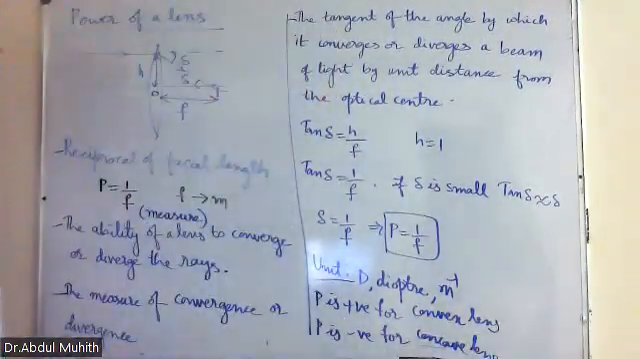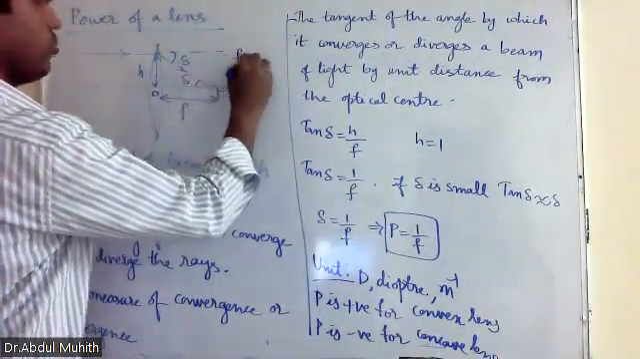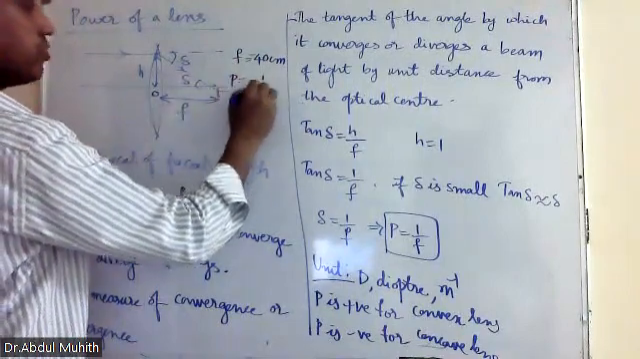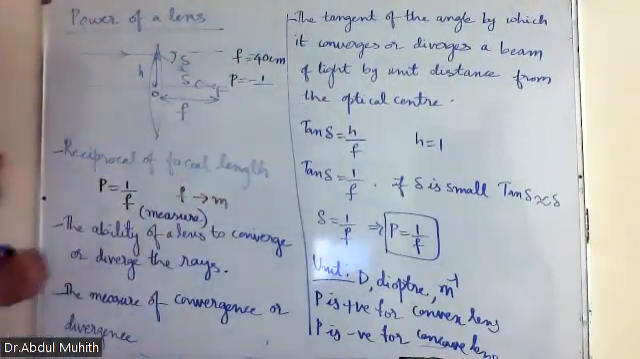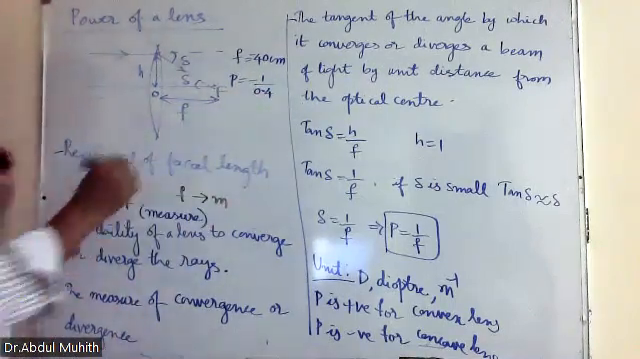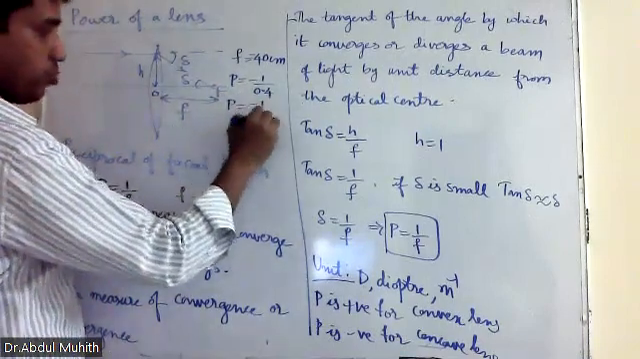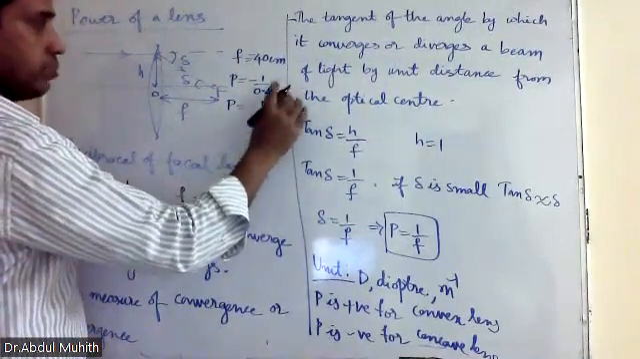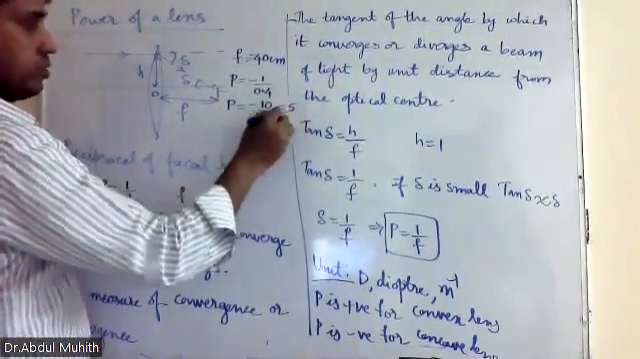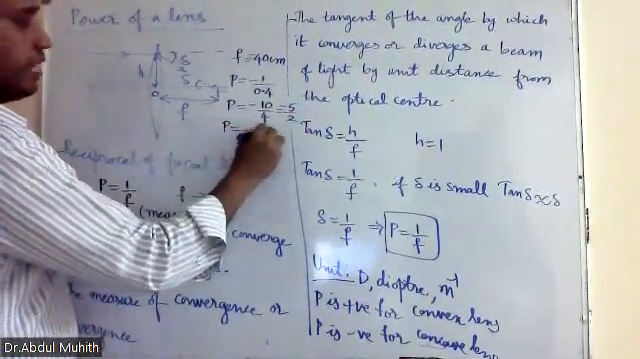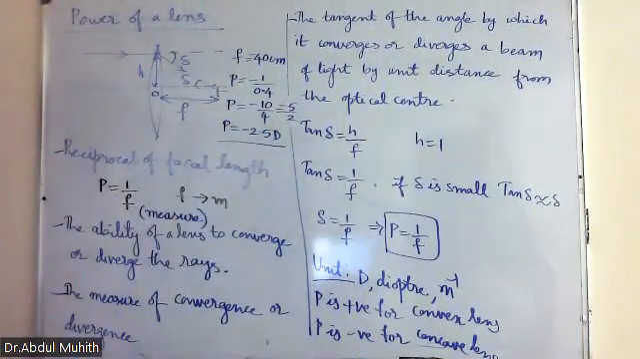So suppose F is equal to minus 40 centimeter, how much will be the power? Minus 1 by 40 centimeter, which is 0.4 meter. That becomes minus 1 by 4 by 10, which is equal to minus 5 by 2, or minus 2.5. P will be equal to minus 2.5 diopters. This is the way we do it. This is one example.